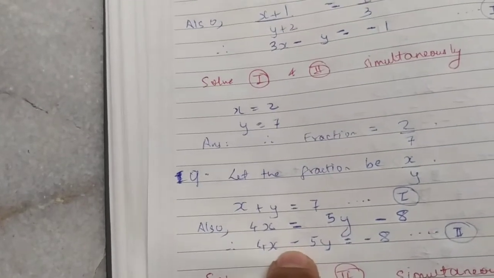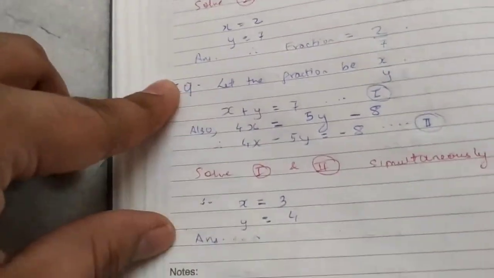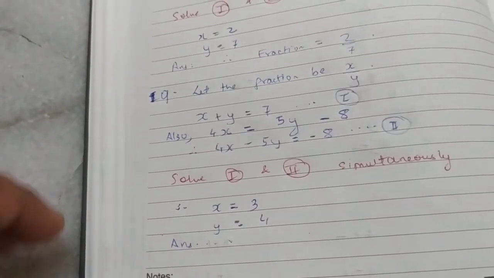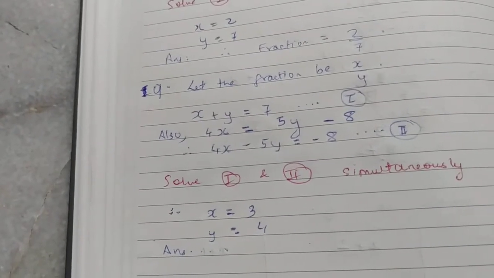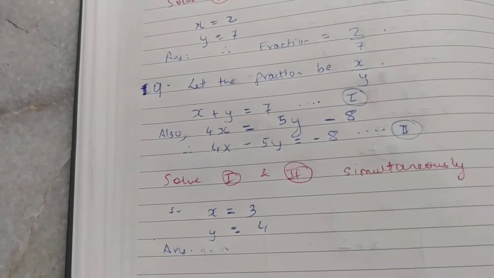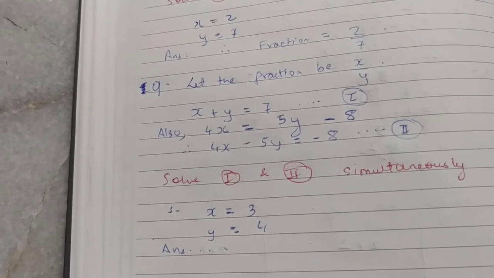So now rearrange the terms and get the second equation, solve them simultaneously, get the values of x and y, and write the final statement, which is the fraction is 3 upon 4. Don't forget that. And show all the calculations.